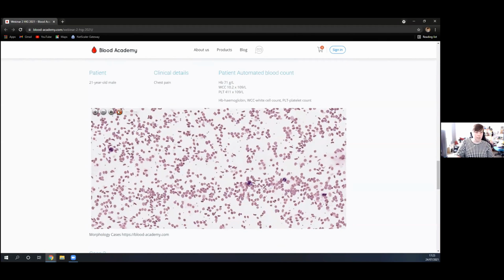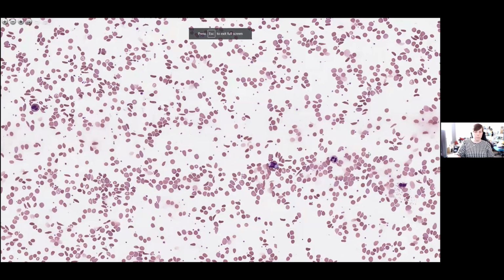So case 2 is a 21-year-old male who's presenting with chest pain. And as a common theme, he is anemic with a hemoglobin of 71 grams per liter. So I'll hand back over to you, Nicole. Sure, no worries. So we have a young male who is anemic with chest pain.